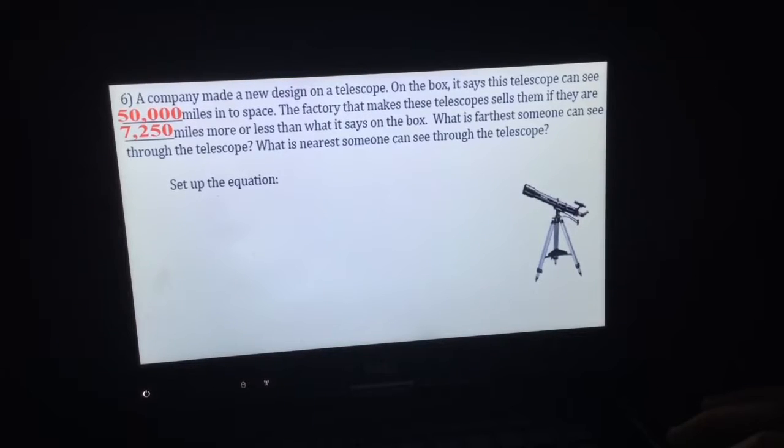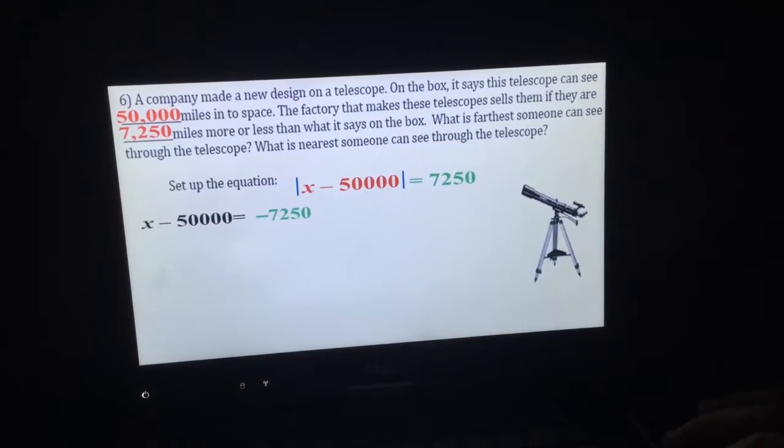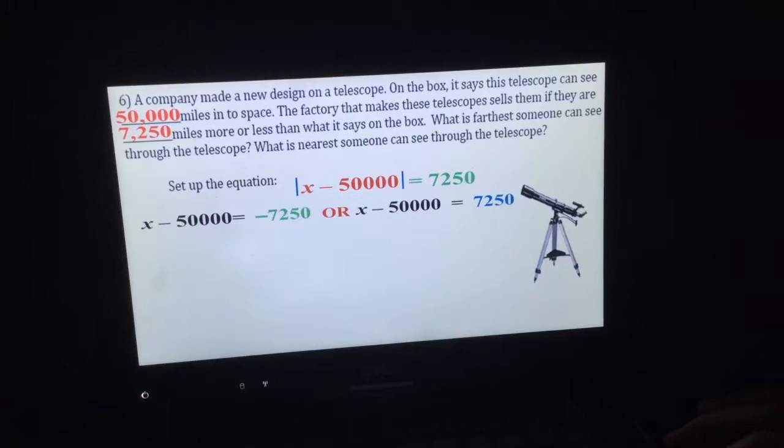Okay, so now to set this up, we have to take x and subtract the goal. In this case, the goal is 50,000, so x minus 50,000. We're going to put our absolute values, and we're going to set this equal to the more or less factor, which is 7,250. Now, we can go ahead and split this right away because the absolute value is isolated. So x minus 50,000 equals the negative version of it or the positive version of it.